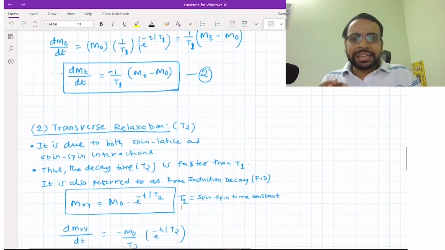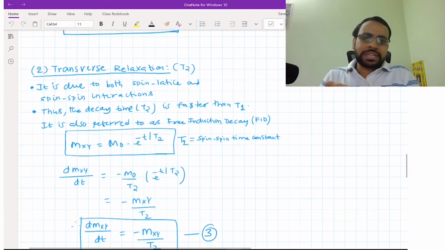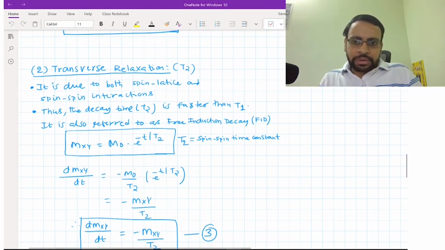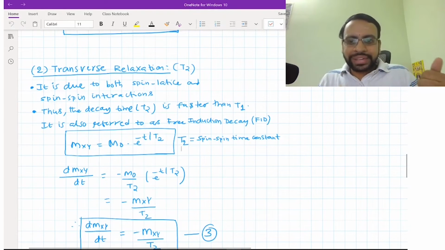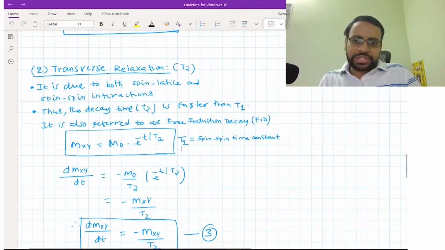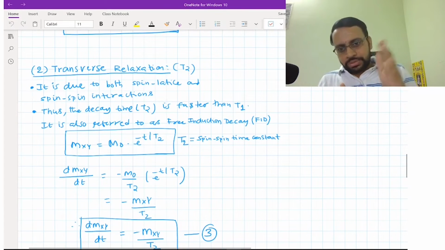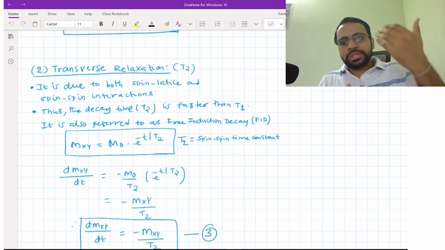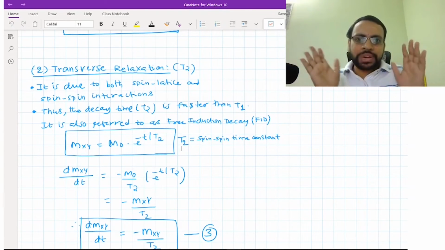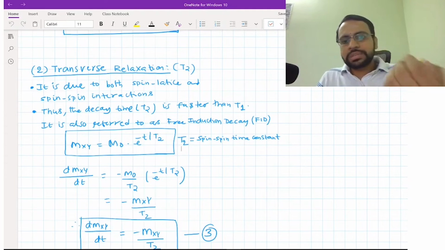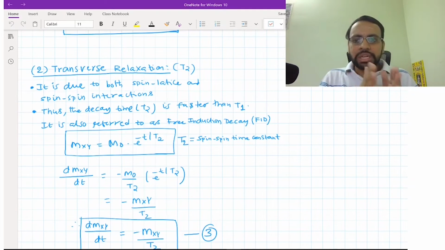Because of that effect, the relaxation that happens in the transverse plane is much faster, and this is referred to as the T2 constant. The number of spins and a number of other factors are going to dictate what the value of this T2 would be. So that's why T2 is referred to as the spin-spin time constant, and this is going to decay once you free it from applying any magnetic field in the xy plane. So this is also referred to as free induction decay.